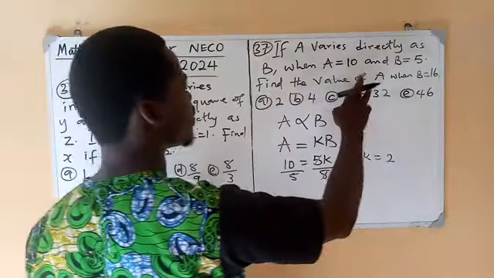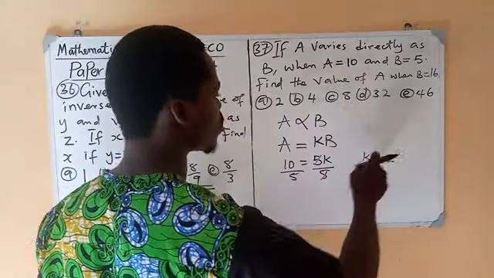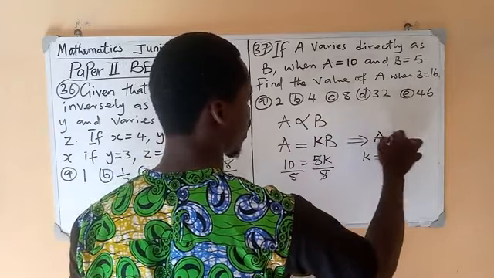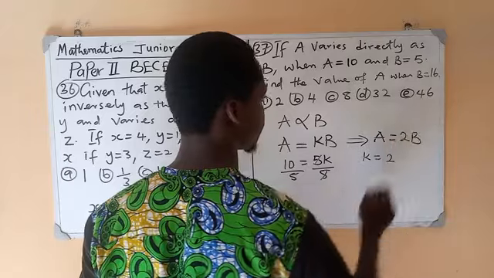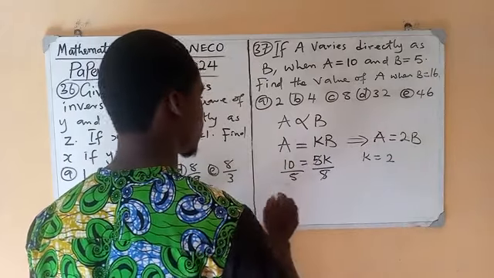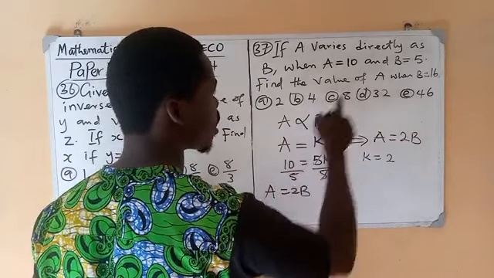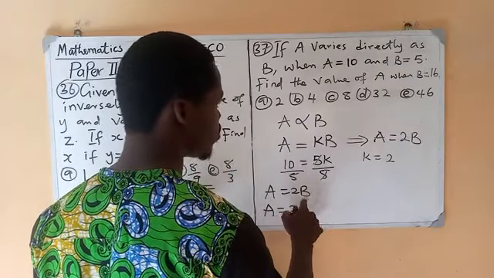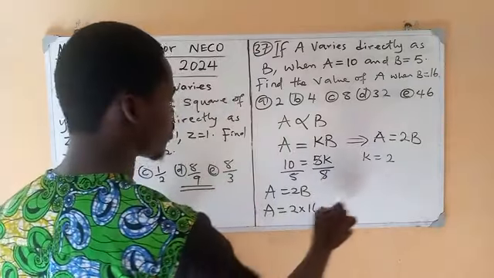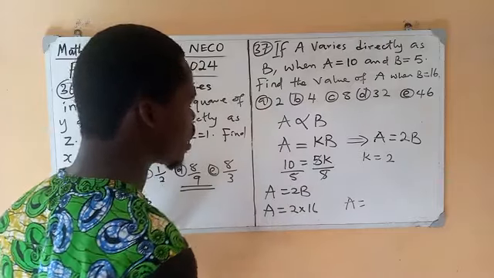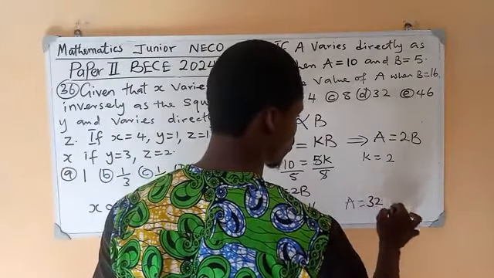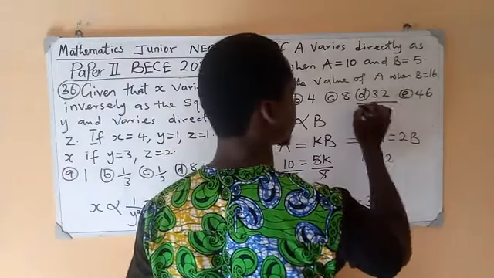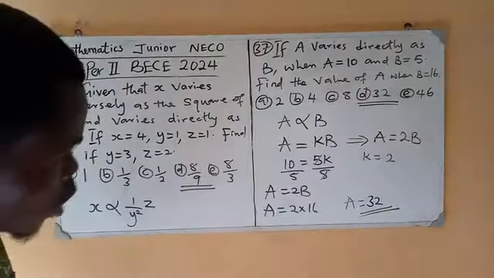Alright, now we are asked to find the value of A when B is 16. Take this to the relation, so that becomes A equal to 2B. In place of K, you slot in 2. Now to find A when B is 16, A is equal to 2 times 16, which is 32. So the value of A is 32. So the correct option here is D. Now we go to the next question.